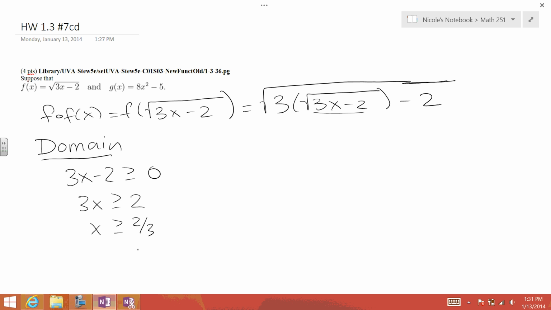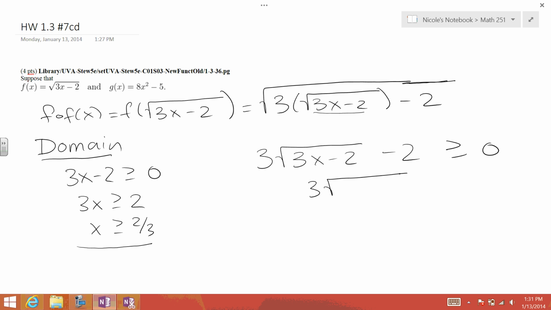All right, well, that's all well and good. That's part of it. So as long as we're bigger than 2/3, we're okay for this square root. What about the big square root? So we want to make sure that 3 times the square root of 3x minus 2 is also greater than or equal to 0. Or, oops, I don't know what happened there. Hang on. We want to make sure that the square root of 3x minus 2 is greater than or equal to 2/3.